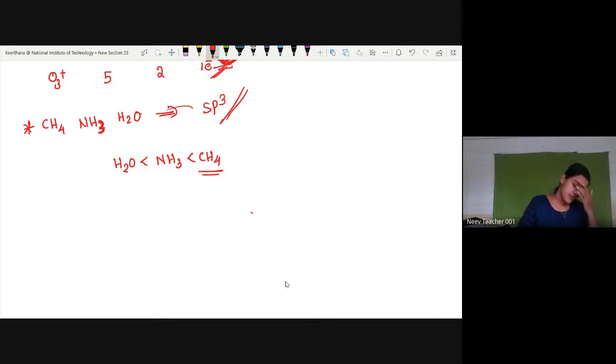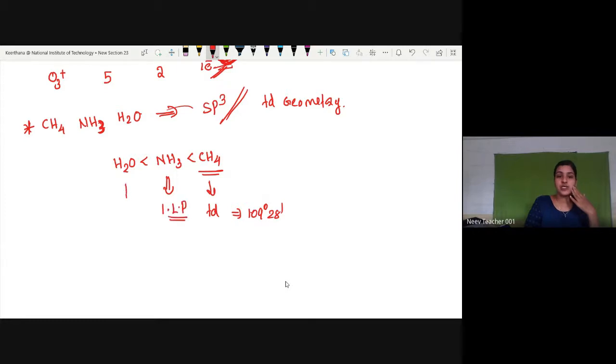So all of them have sp3 hybridization, tetrahedral geometry. When you're considering CH4, it is regular tetrahedral geometry, 109 degrees 28 minutes. When you're considering NH3, there is one lone pair in the tetrahedral geometry. When you're considering H2O, there are two lone pairs in the tetrahedral geometry. So the repulsion will be maximum in H2O, so the bond angle will be minimum.